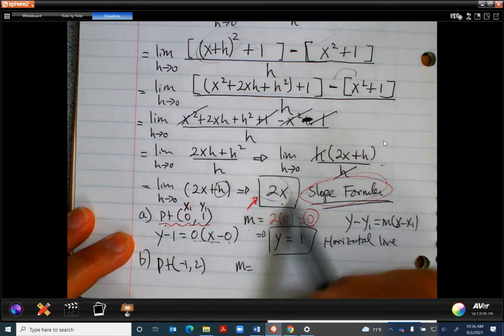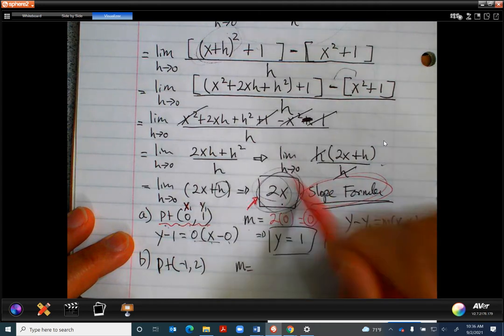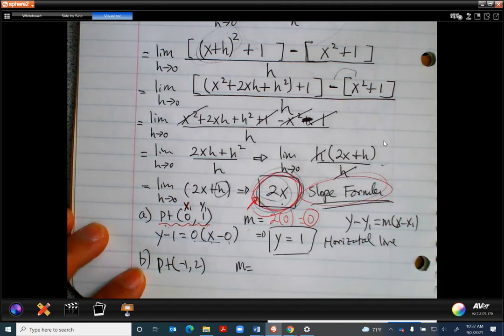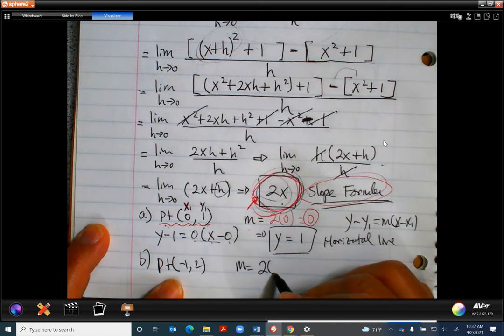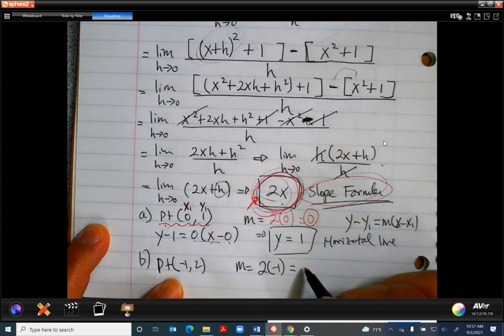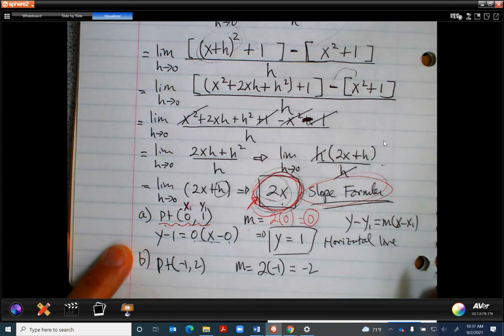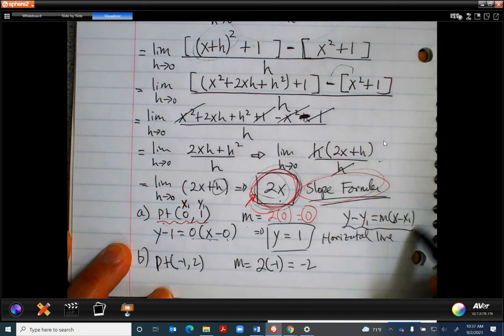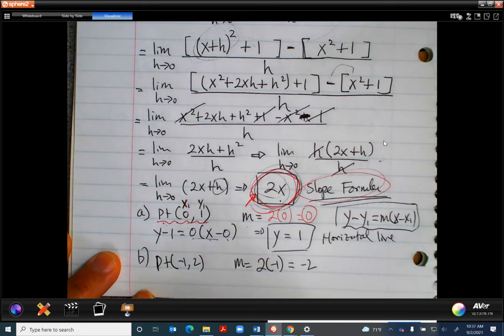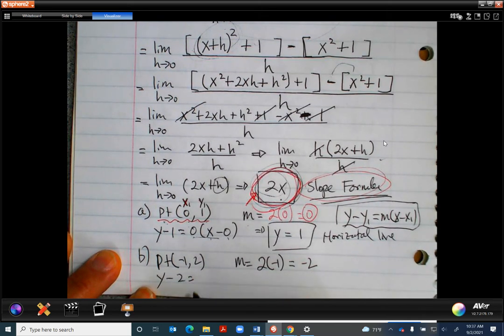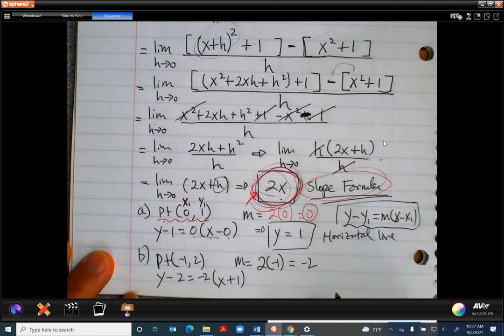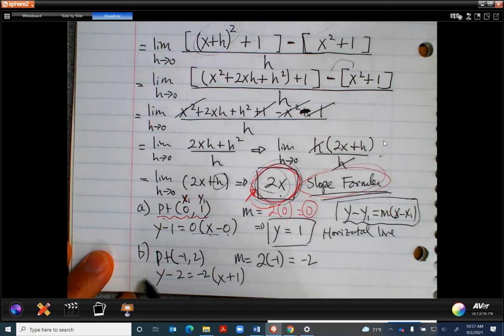Here it is right there. This is it. Okay, I'm going to circle in red multiple times like this. So how do I find the slope for this point? You plug in 2 times negative 1, so your slope is negative 2. Again, which formula do I use? This one on the top right here. So help me with this. Let's plug it in. So this is y minus 2 is equal to negative 2 times x plus 1.